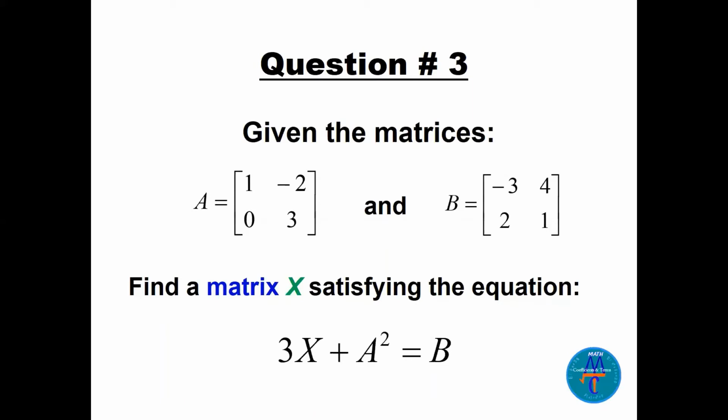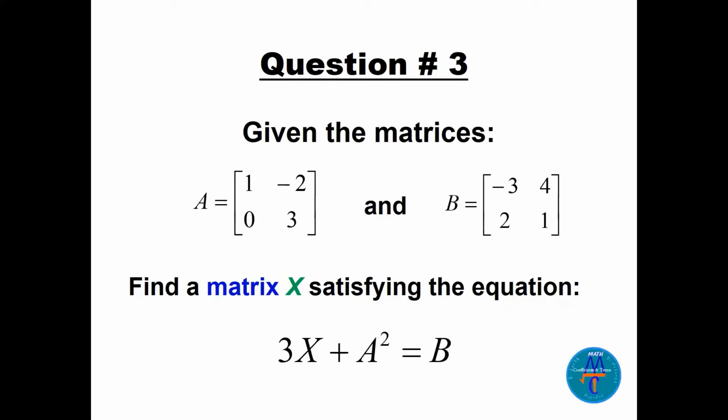Since I need X, X is a matrix, and for sure it will be 2 by 2, because we will add to A squared, which is 2 by 2, equals B 2 by 2. I can move A squared on the other side, it becomes minus A squared. But remember, I have to multiply A times A.